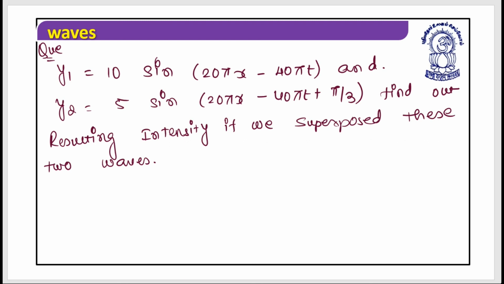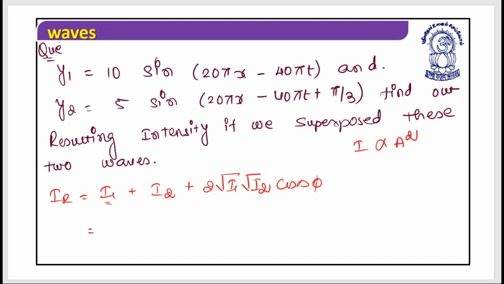How shall we do this? What is to be done to superpose these two? So I need to write the resulting intensity, which equals I1 plus I2 plus 2 root of I1 I2 into cos of delta phi. We understand that I is directly proportional to a square. So this is 10 squared, 100, plus 25, plus 2 root of 10 root of 5 into cos delta phi, the phase difference, pi by 3, which is 60 degrees.